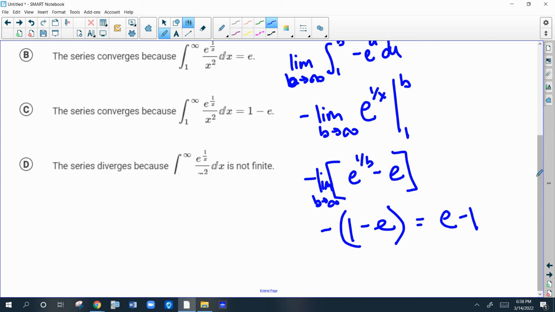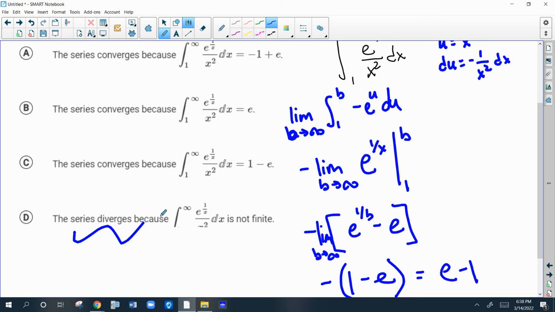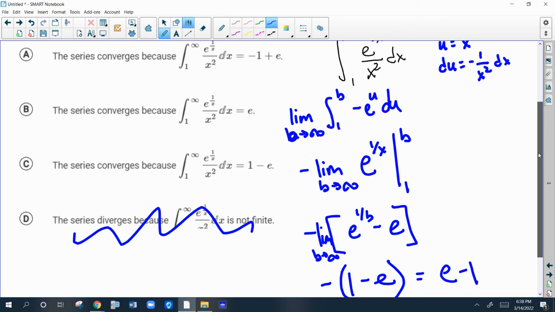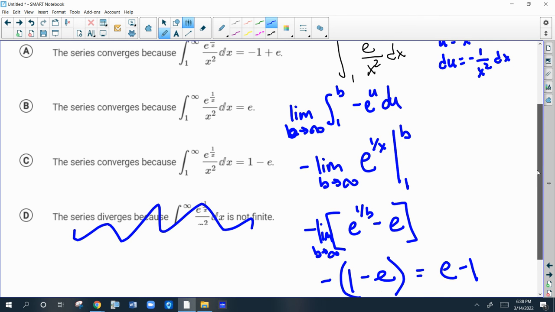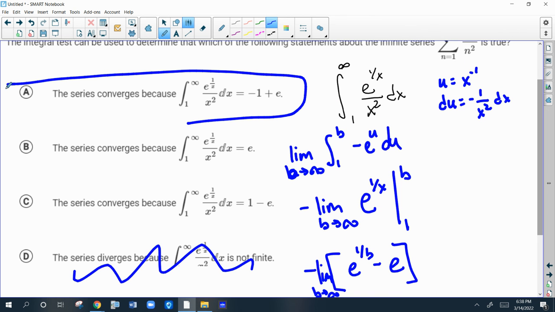So when I look at the choices, it does converge, so I don't have to worry about this one. But it converges because this integral turns out to be e minus 1, which is this. So that's an example of the integral test for you.